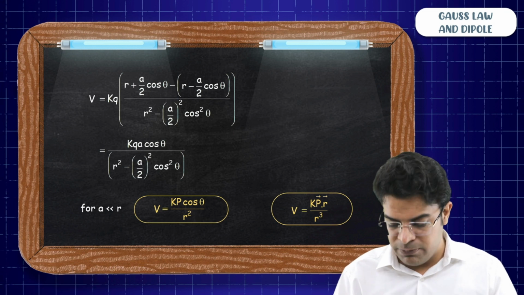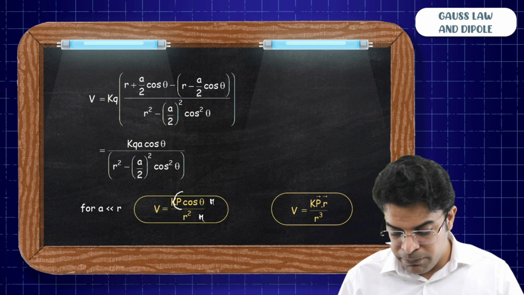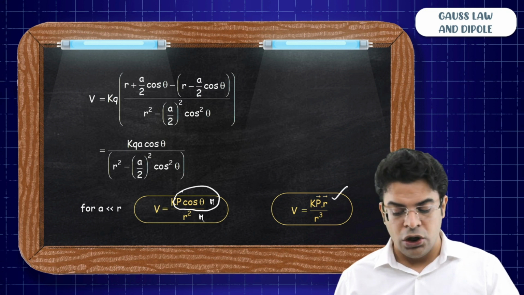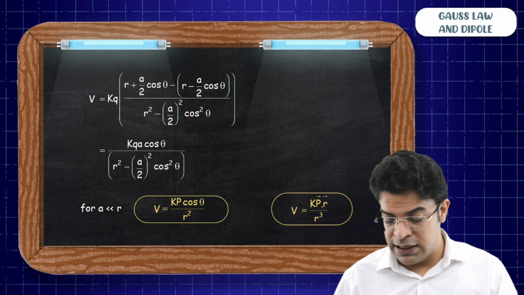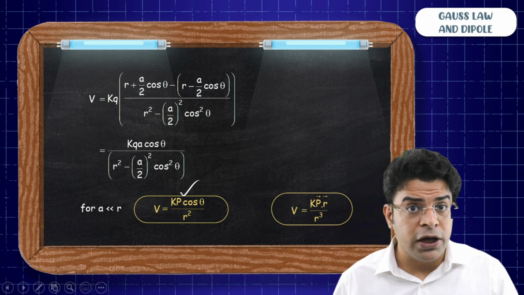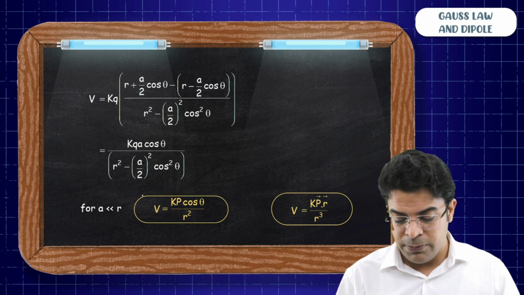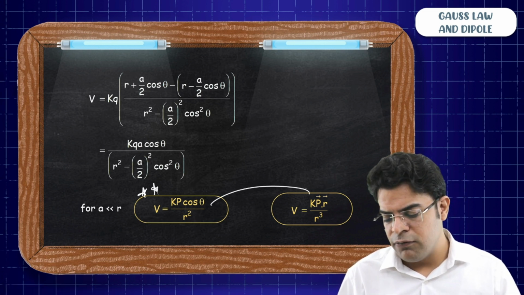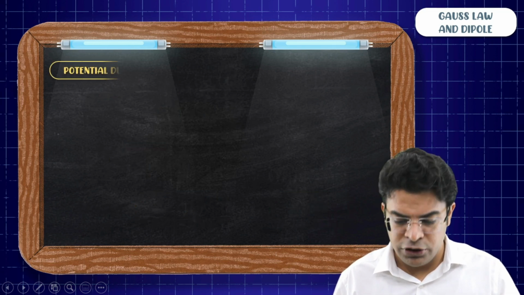I have just multiplied r in numerator and denominator and written this p r cos theta as p dot r. So the potential at a point due to a dipole can be written as kp cos theta by r square or kp dot r by r cube. Me personally, I remember this particular thing, and I know how to convert from here to here. So let's move on and understand about potential more.